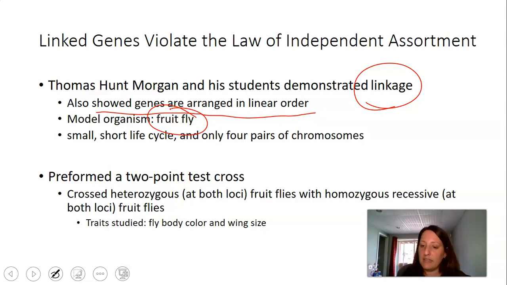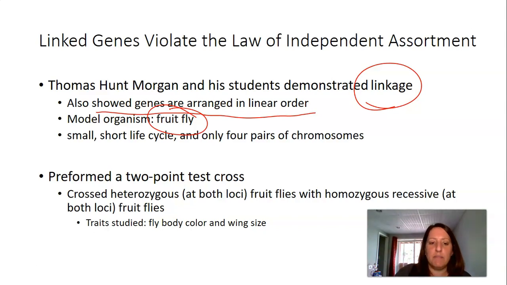Fruit fly is a great model system because they're small, they're easy to house. You don't need a big animal facility to keep them. All you need is a little vial and you can set up crosses. They have a relatively short life cycle. They only have 4 pairs of chromosomes, so genetics is really easy to study. I'm going to give you kind of the summary of their work. What they did is they performed a 2-point test cross.